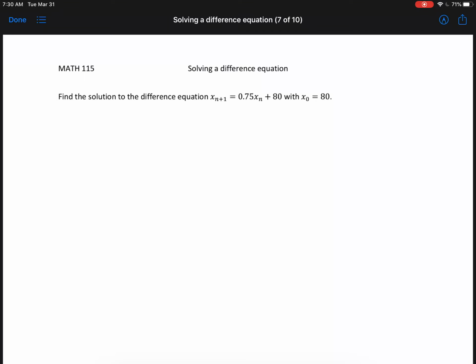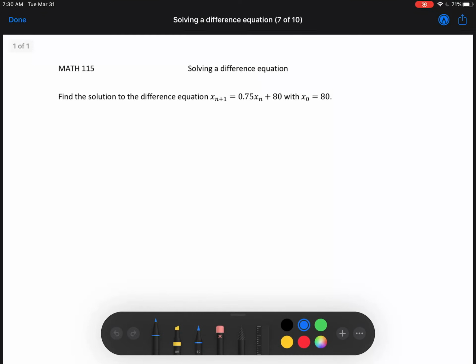In this example, we are going to find the solution to the difference equation x sub n plus 1 equals 0.75 xn plus 80 with the initial condition x0 equals 80. All right, so what we're going to do is look at this difference equation in two parts.